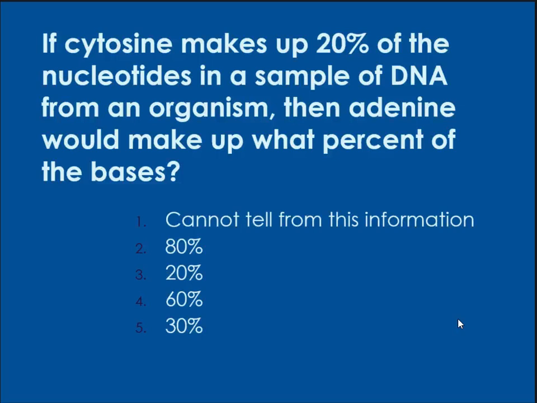So, moving on. If cytosine makes up 20% of the nucleotides in a sample of DNA from an organism, then adenine would make up what percent of the bases? So let's think about this. We know that cytosine is always going to bond with guanine, right? So if 20% of the strand is cytosine, that means that 20% of the strand must be guanine, which is 40% total. So the other 60% is going to be adenine and thymine. So half of that 60% will be adenine, and half of that 60% will be thymine. So 30% is the answer.